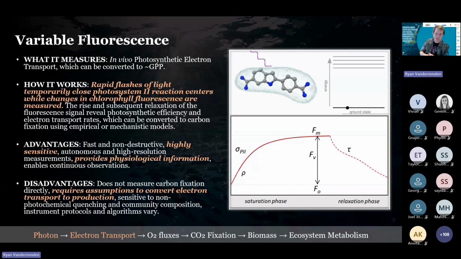So the advantage to this methodology is that these measurements are fast, they're not destroying the sample in any way, and they can be collected continuously for really high resolution insights. There are, however, some pretty hefty assumptions that have to be made about how electron flow is actually allocated towards carbon fixation.